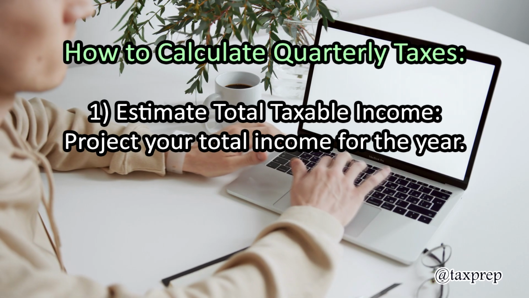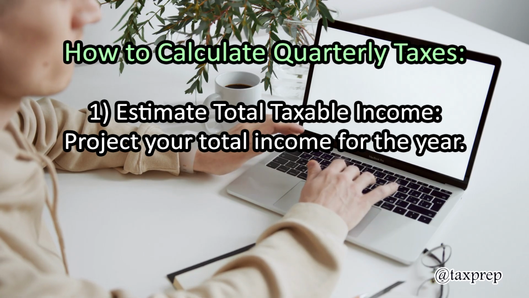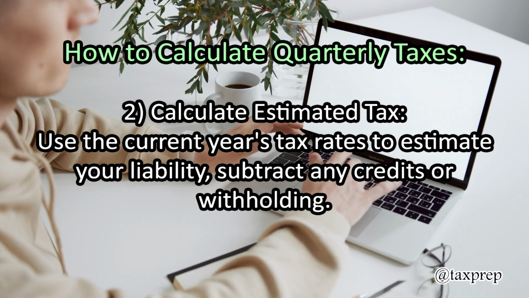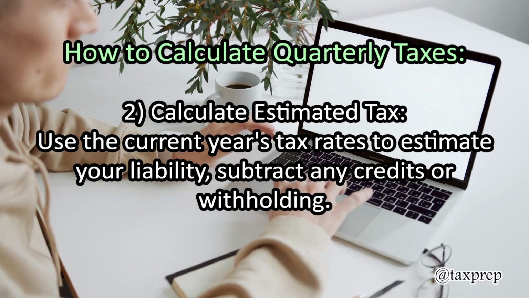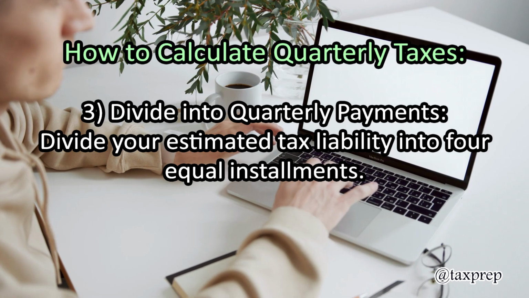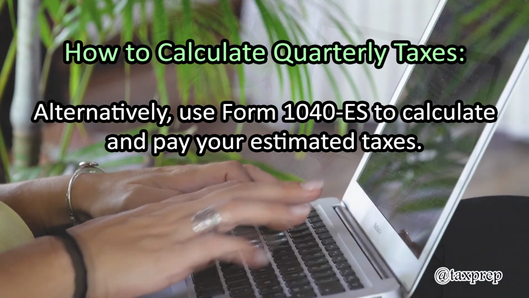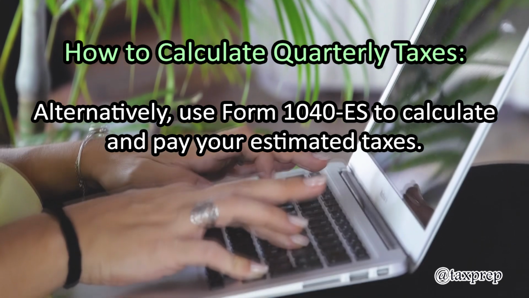How to calculate quarterly taxes. Estimate total taxable income, project your total income for the year. Calculate estimated tax. Use the current year's tax rates to estimate your liability. Subtract any credits or withholding. Divide into quarterly payments. Divide your estimated tax liability into 4 equal installments. Alternatively, use Form 1040-ES to calculate and pay your estimated taxes.